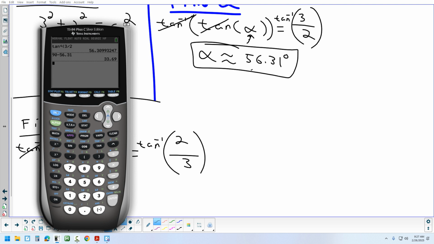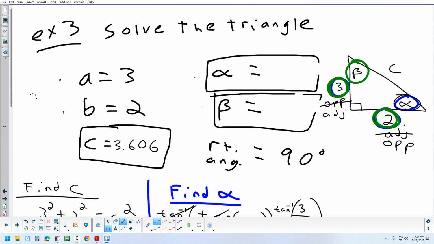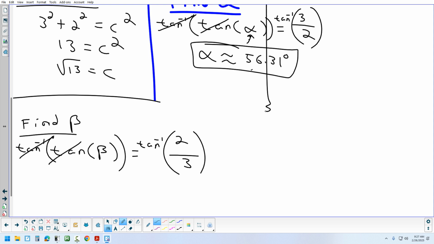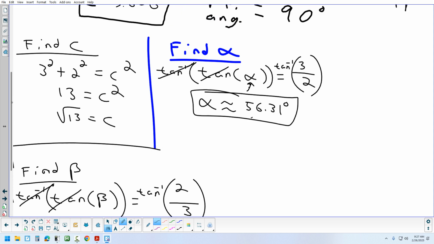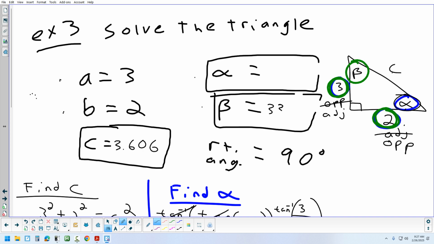So now, let's type it in and see if we get 33.69. If we do, that means we would have gotten the same answer 2 different ways. Pretty sure we're going to be right. Yep, it's 33.69. Okay. Oh, I didn't put my answers up here. Oops. So 33.69, 56.31. There we go.